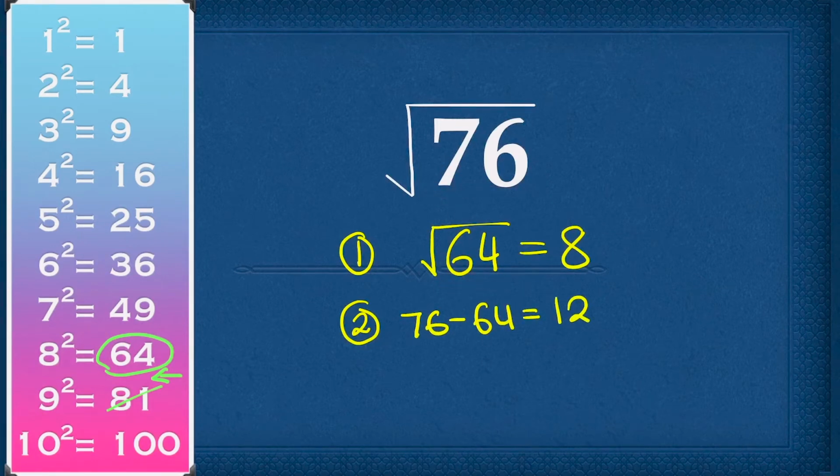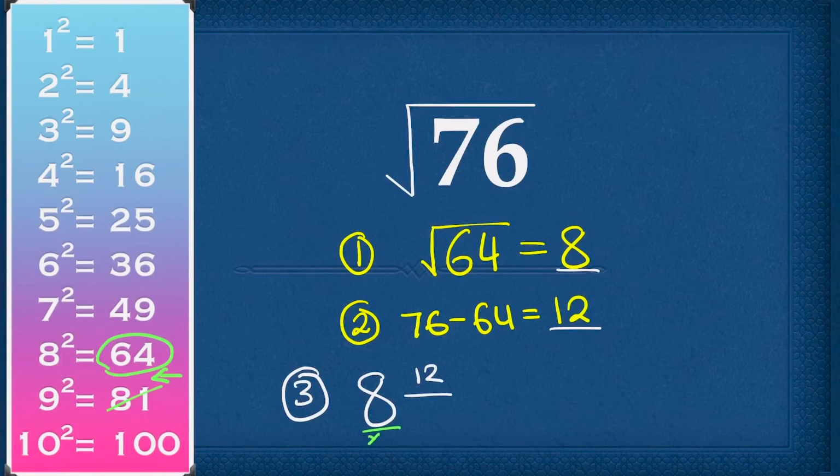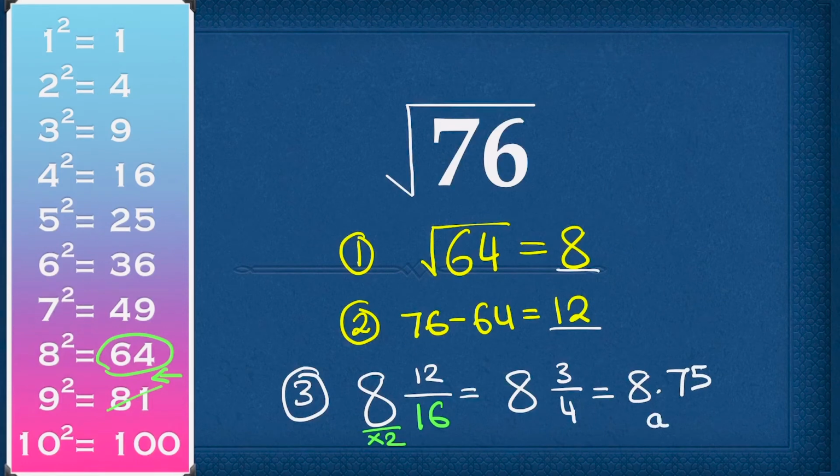Okay, so now our final step, we're going to write this 8 as the whole number. We are going to write this 12 as the numerator. And to find the denominator, we have to times this by 2 to give us 16. So we have 8 and 12 over 16. We can also write this as 8 and 3/4. And if you write this as a decimal, it's 8.75 approximately. Okay, so that's the answer for the square root of 76, which is 8.75 approximately.